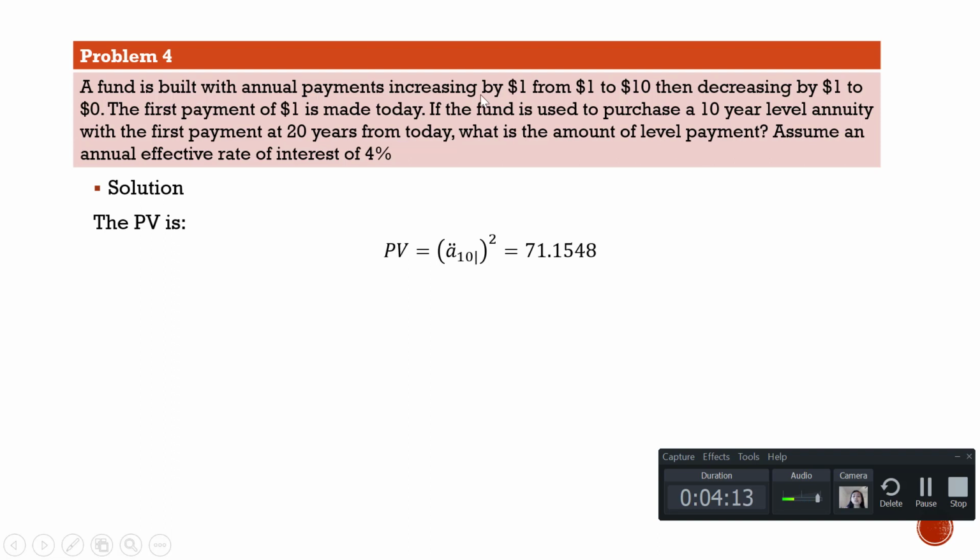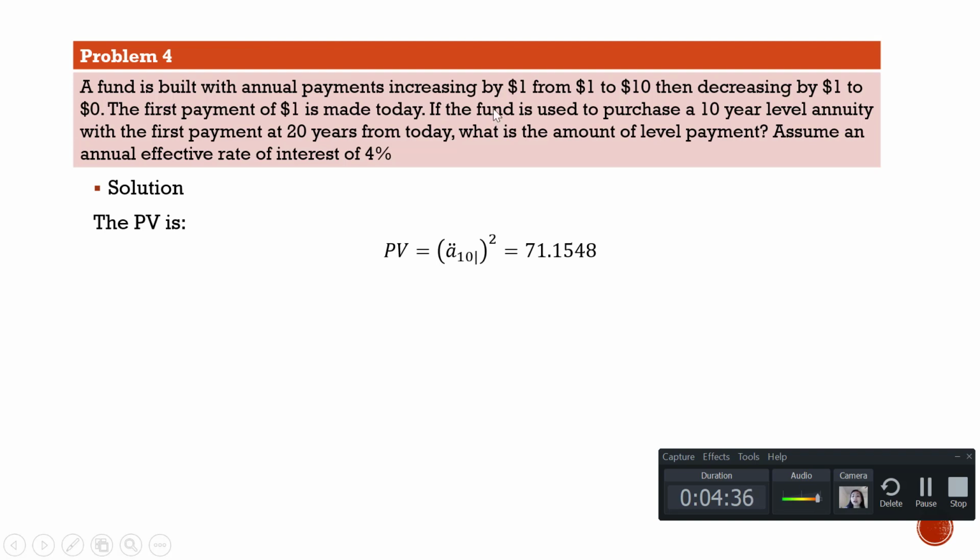So the present value is a double dot 10 whole square, because this is a palindromic annuity, but this is annuity due. Remember, for annuity immediate, we have a10 times a double dot 10. This is annuity due, so we have a double dot 10 whole square, and the answer for the present value is 71.1548.